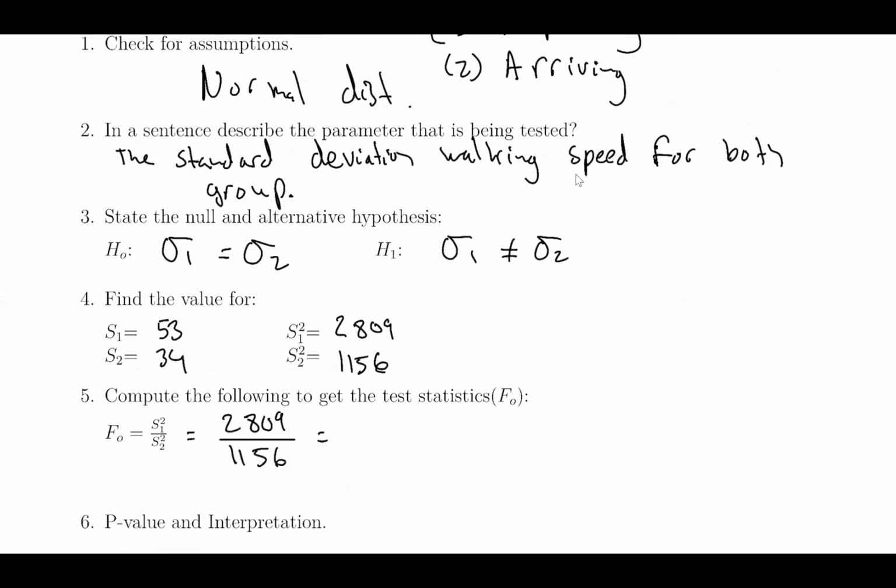So let's see what that gives me. 2,809 divided by 1,156, so you get 2.42993096. All right, so that's my F value. For this one, you can kind of clearly tell if the F value your calculator gives you is a little bit off, because this one we should be pretty accurate.